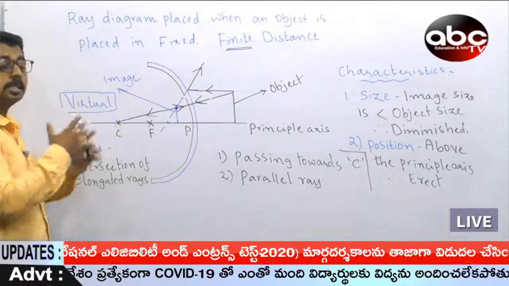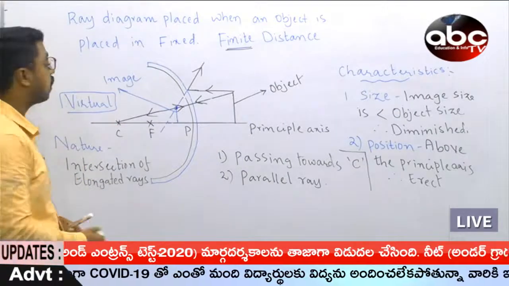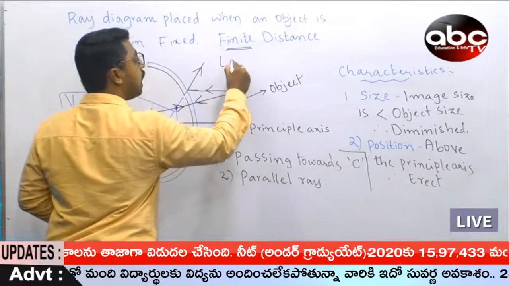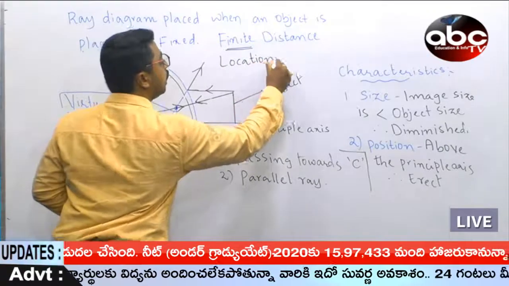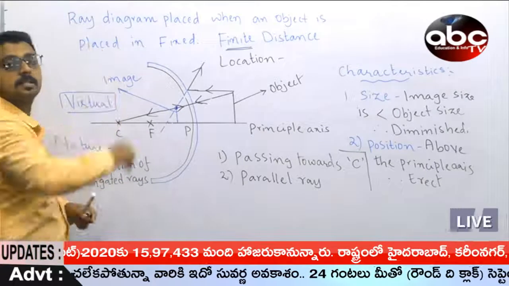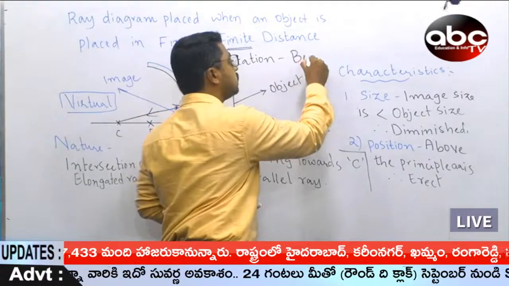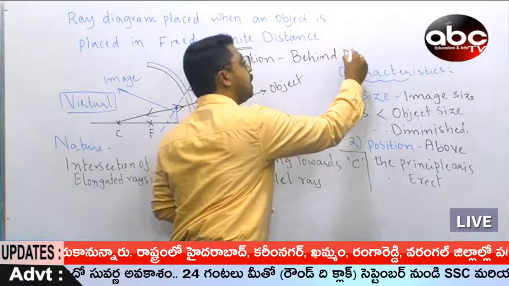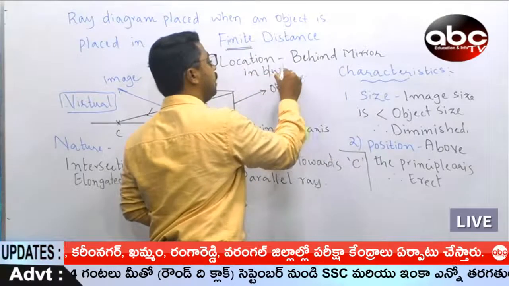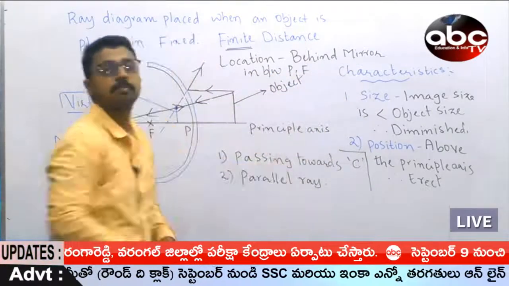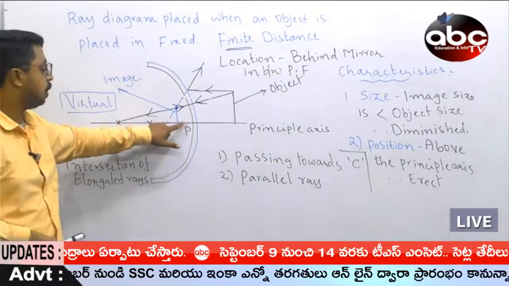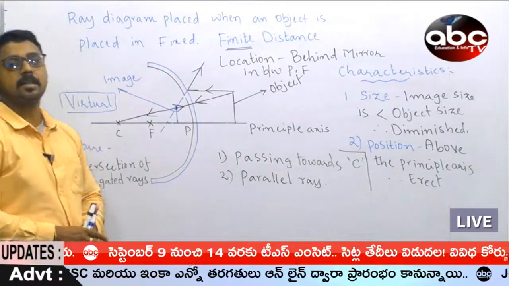The last heading is its location. Where is the location? It is behind the mirror. Let us write here: location is behind the mirror, in between pole and focus. In between P and F. Here is P, here is F. So in between these we can expect this image.